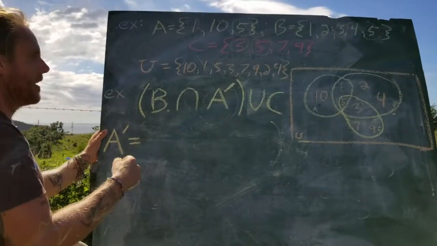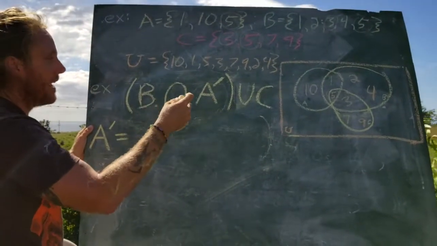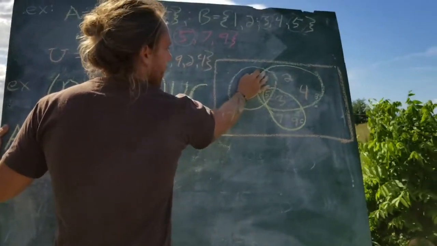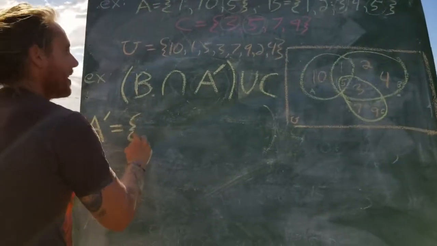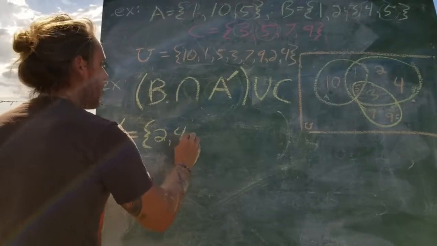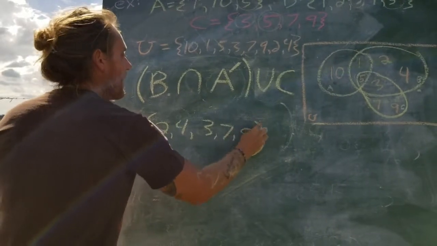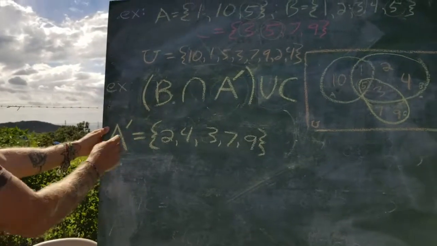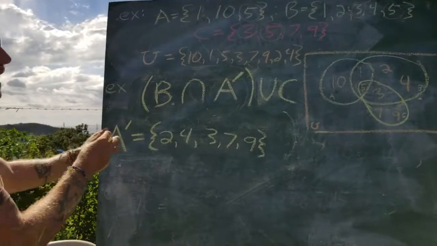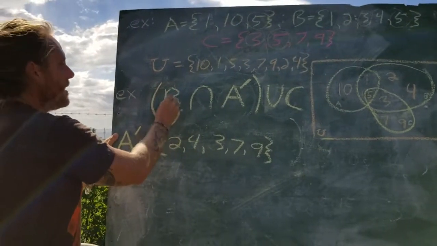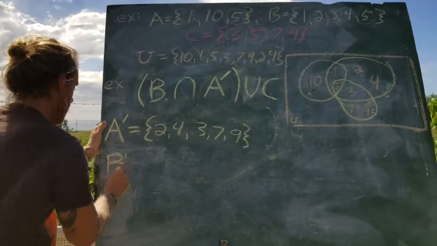So, what is the complement of A? Well, it's all the elements in the universal set that are not elements of A. So if this is A, 10, 5, and 1, all other elements would include 2, 4, 3, 7, and 9. So A prime is the set of elements 2, 4, 3, 7, and 9. All right, so this is what is included here. So now we're looking at the intersection of B and A prime. Well, here's B and A prime. So let's keep track of our information.